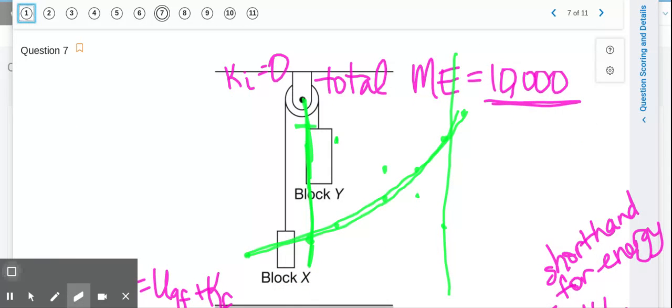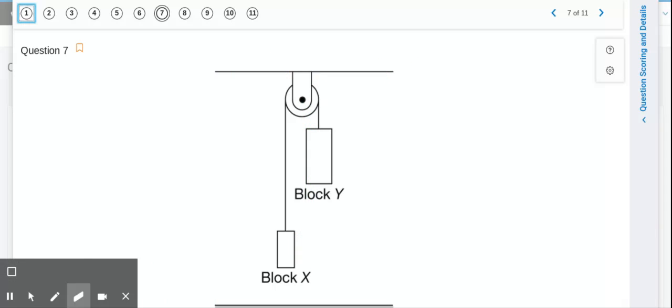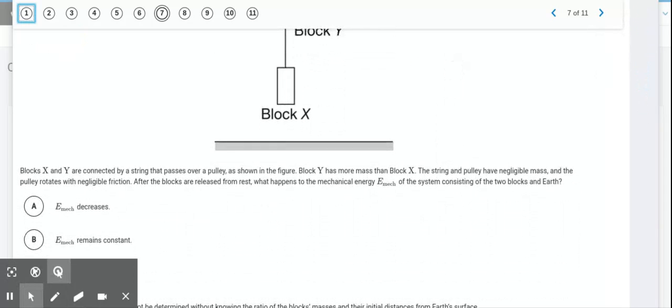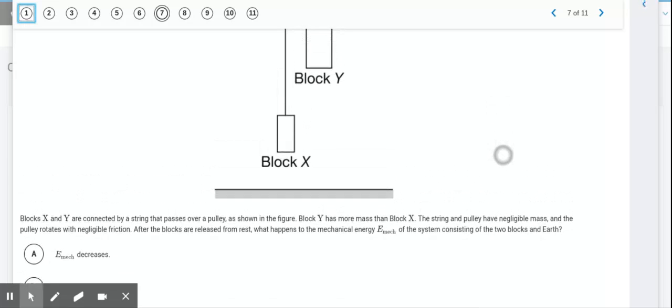Erase. Okay, the Atwood machine: two blocks connected by a string on a pulley. Block Y has more mass than block X. The string and the pulley have negligible mass. The pulley rotates with negligible friction.